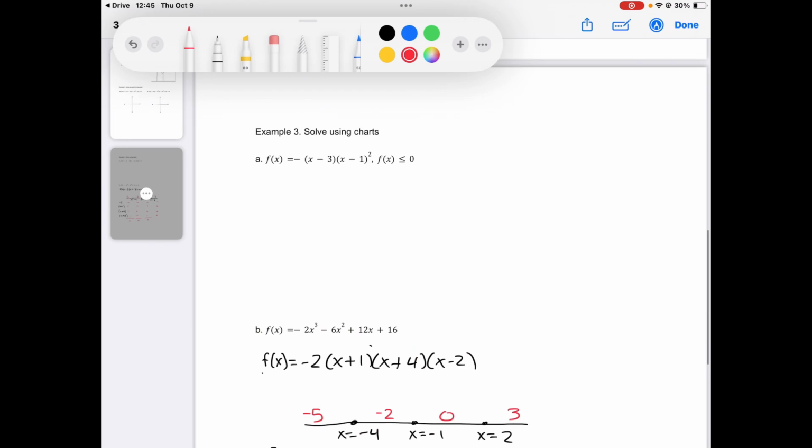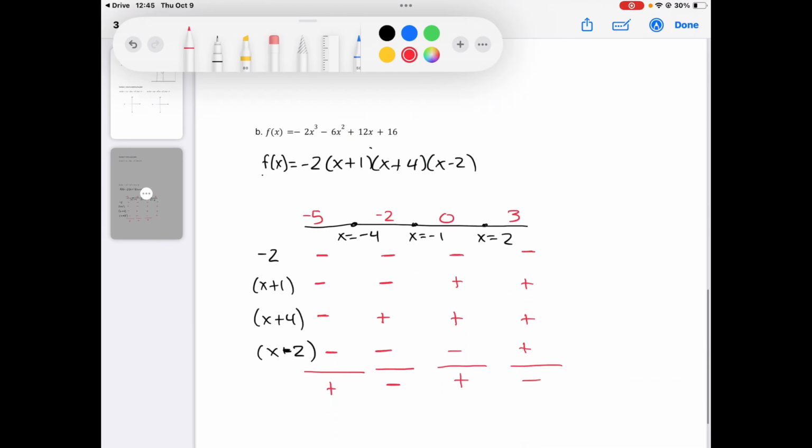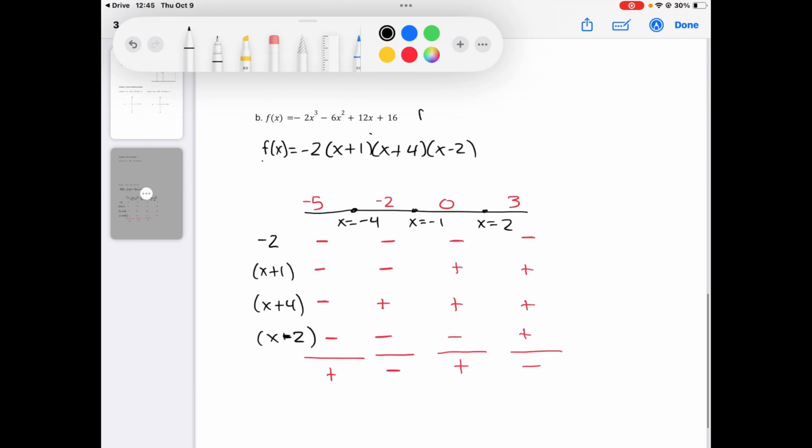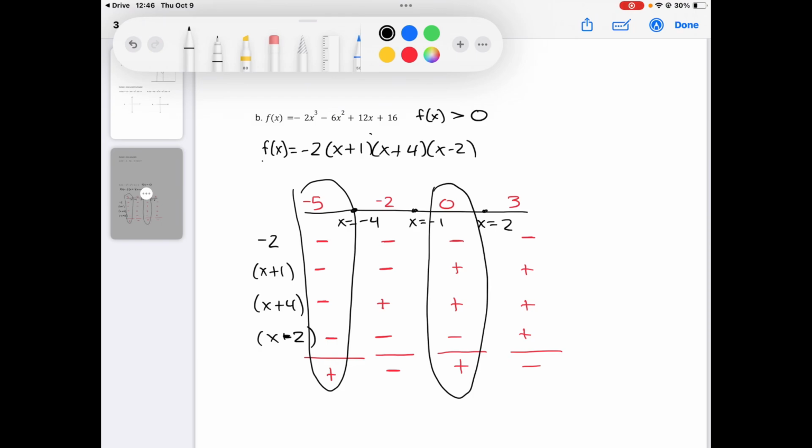So the question is asking me to look for, it doesn't say, but we did less than or equal to. So let's do f at x greater than 0. So that means I'm looking for my positive intervals, which is this first one and third one. So then I would say that my solution would be that x is in between minus infinity and minus 4, exclusive, because I'm looking for just greater than 0. And then I'm also looking for between minus 1 and 2, exclusive because my x-intercepts aren't included.